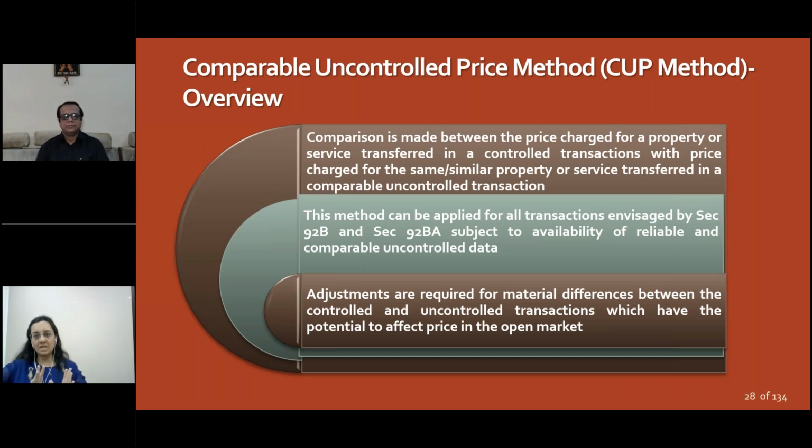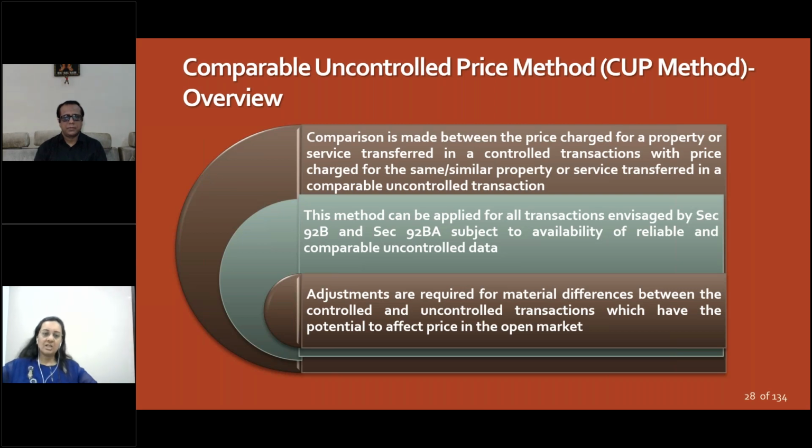This is the simplest method to use, but the most difficult to apply because of lack of reliable data. Typically what happens is, you know the price at which you have sold your goods or services, but you don't know if somebody else has sold similar goods or services to a third party for a similar price or not. So due to lack of comparable data, this is the most difficult method to apply.